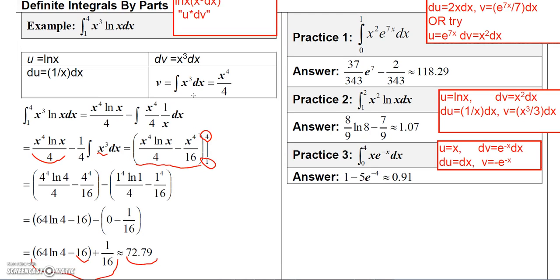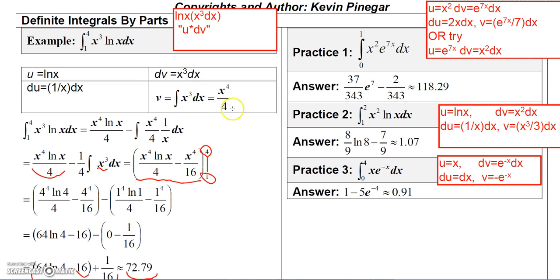Now, freeze the video here if you like and work on these problems. I'm going to give you a hint. I've given you 3 practice problems here, and I'm going to give you some hints.